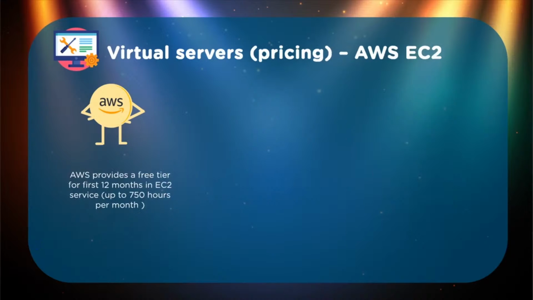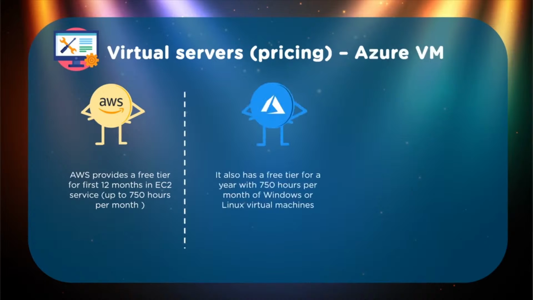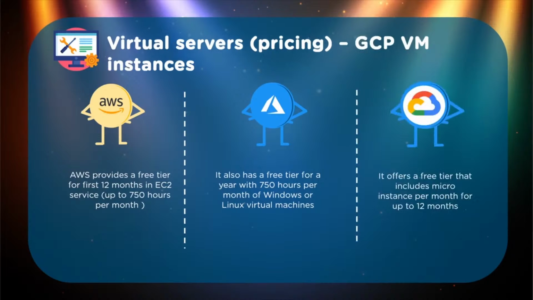Now let's talk about the pricing of each of these services. AWS EC2 is free to try. It is packaged as part of AWS's free tier that lasts for 12 months and provides 750 hours per month of both Linux and Windows virtual machines. Azure Virtual Machine Service is a part of the free tier that offers this service for about 750 hours per month for a year. The user gets access to Windows and Linux virtual machines. GCP's VM service is a part of a free tier that includes micro-instance per month for up to 12 months.